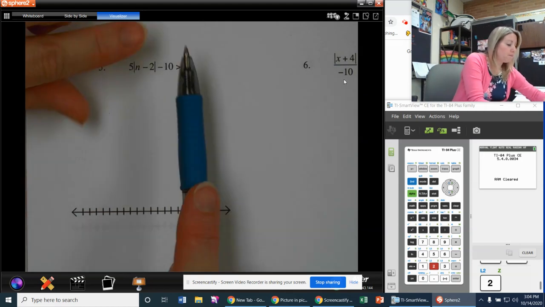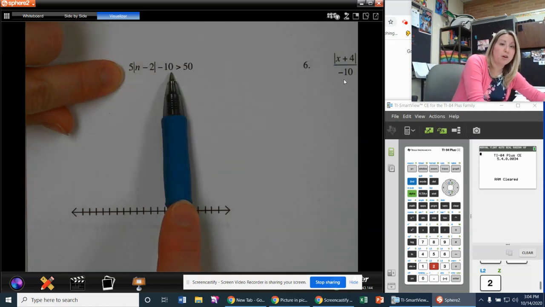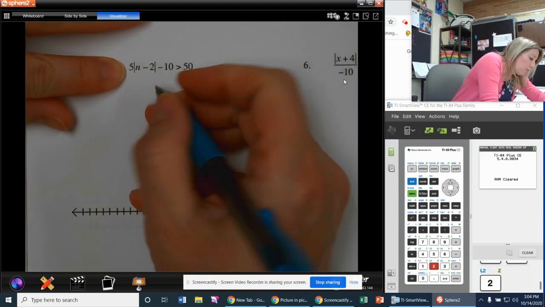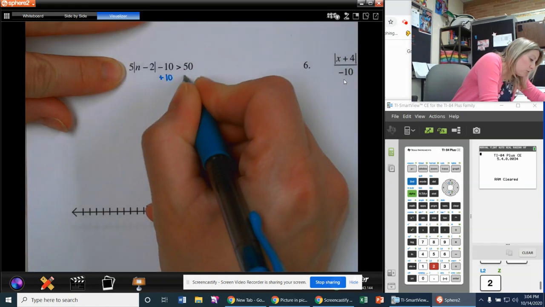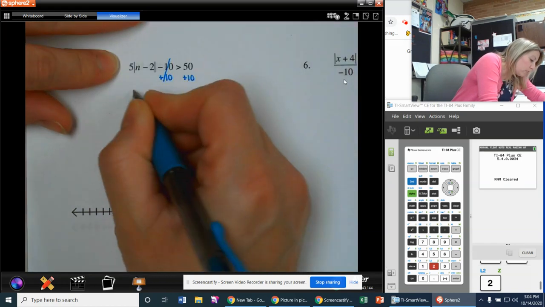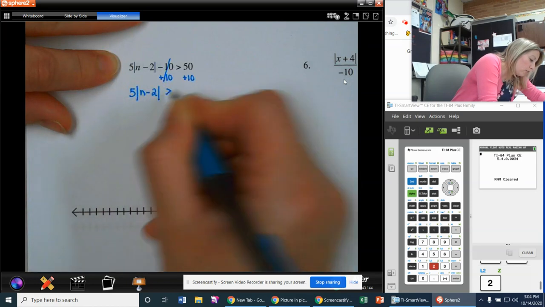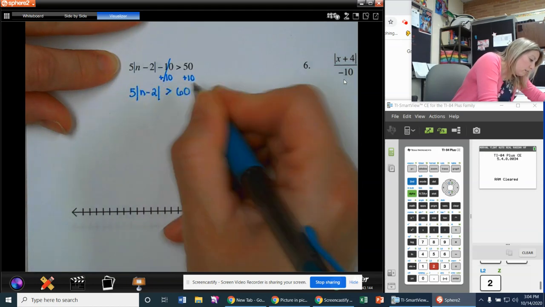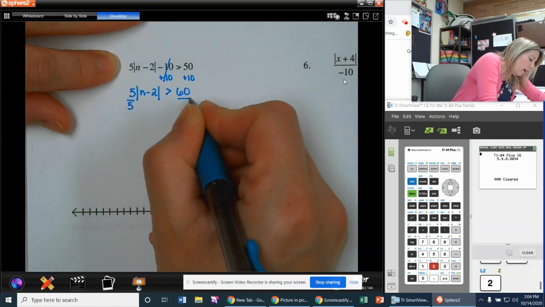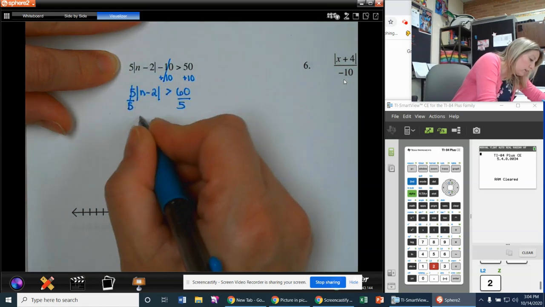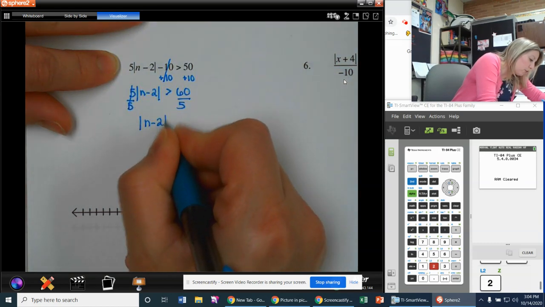First things first, there's a lot around my absolute value bars, so I have to start by, let's add that 10 to both sides to start, get rid of it. You get 5 times the absolute value of n minus 2 is greater than 60. Now divide both sides by 5. You're dividing by a positive number, so there won't be any inequality sign flippage.